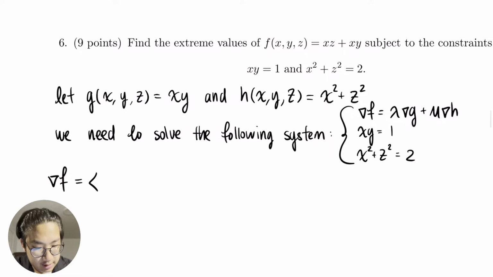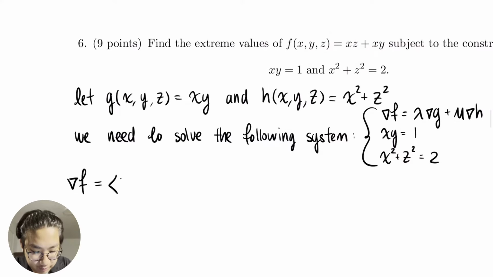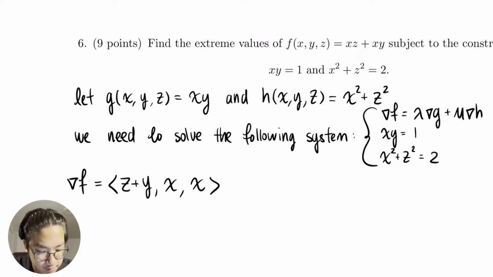So first is f sub x, so partial f, partial x. X is a variable, so this is just z plus y. Next, we have partial f, partial y. So y is a variable, this goes to 0, and all we have left over is x. And then same thing for the z component, because in this case this goes to 0, and all that's left over here is just this x term.